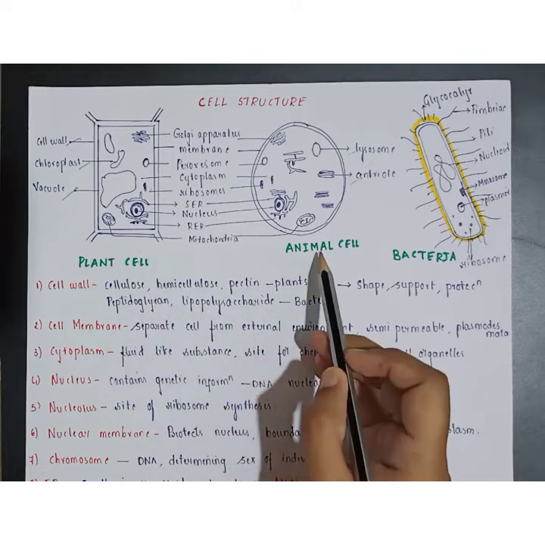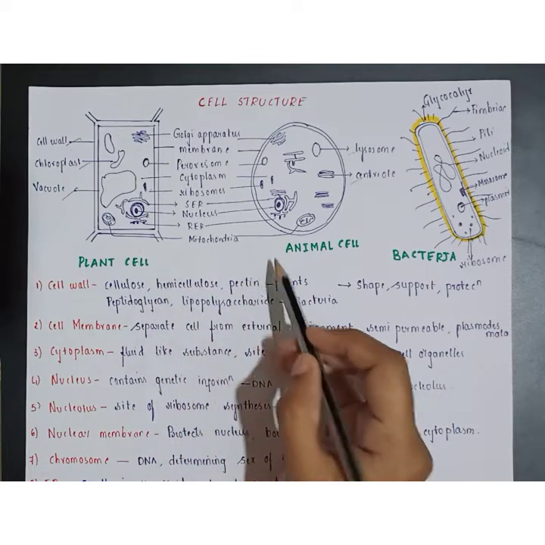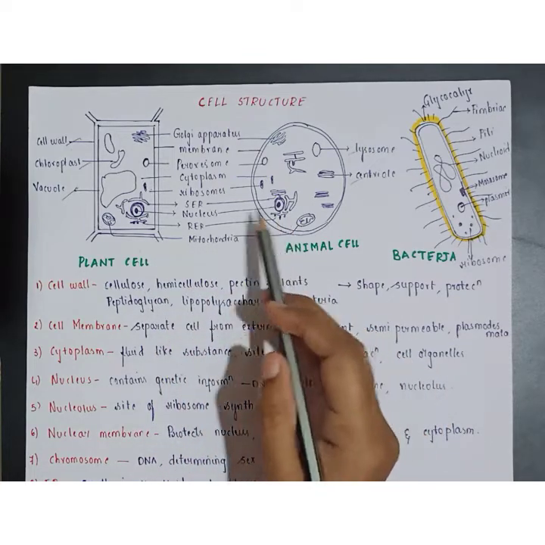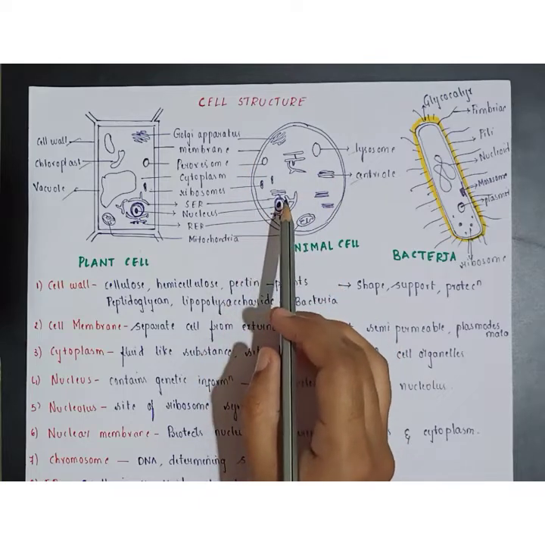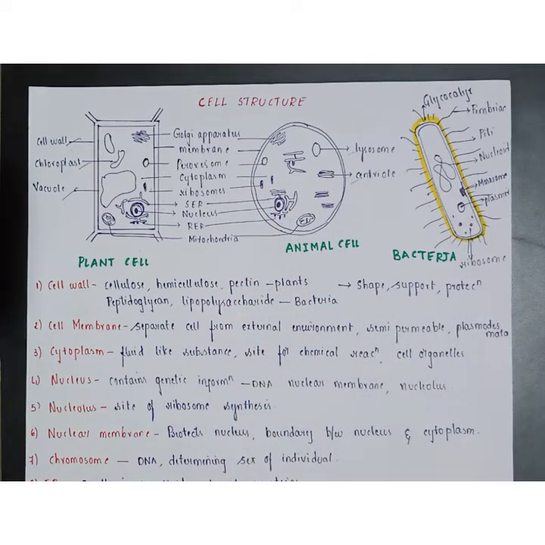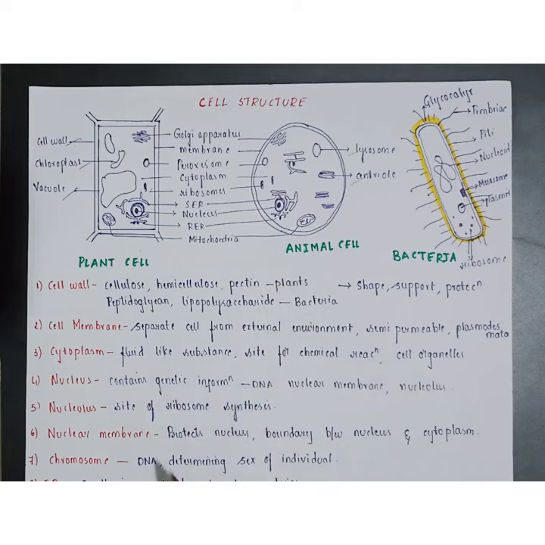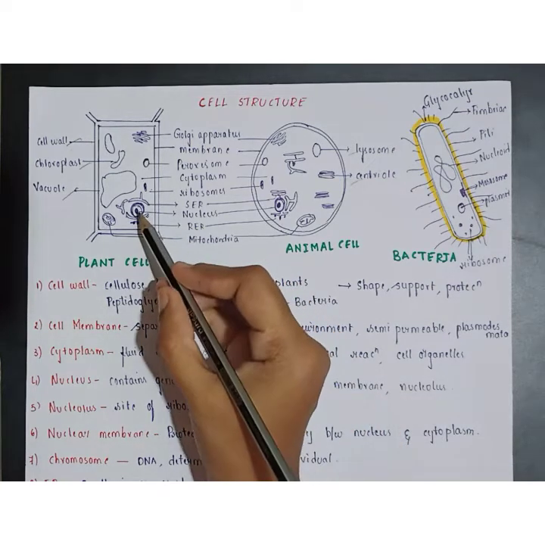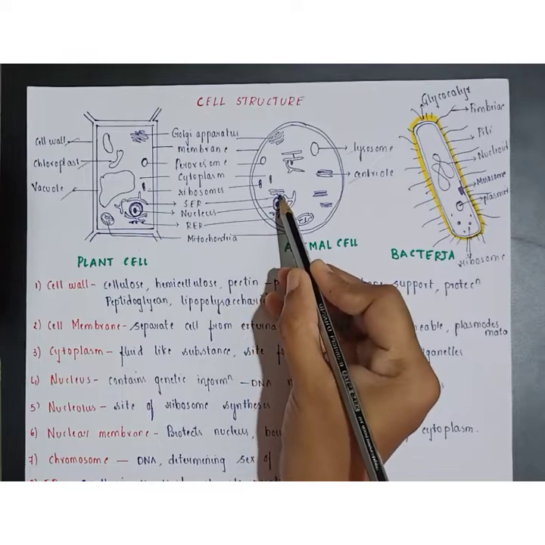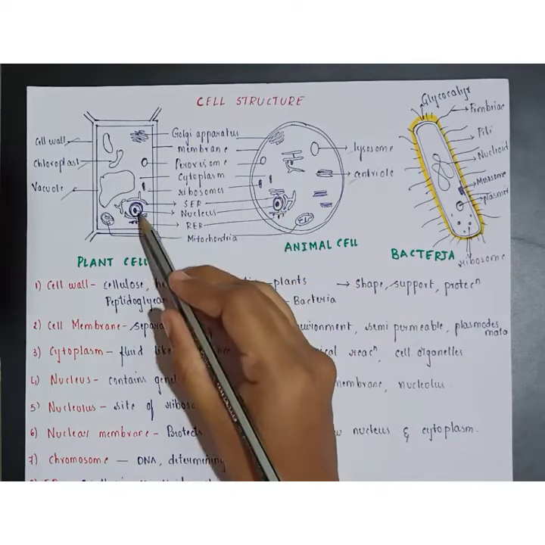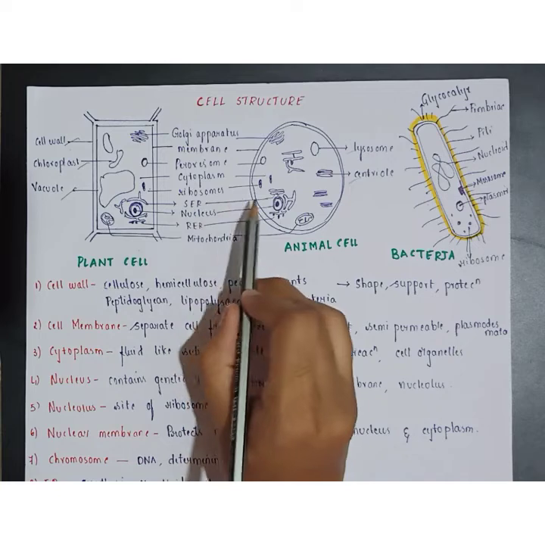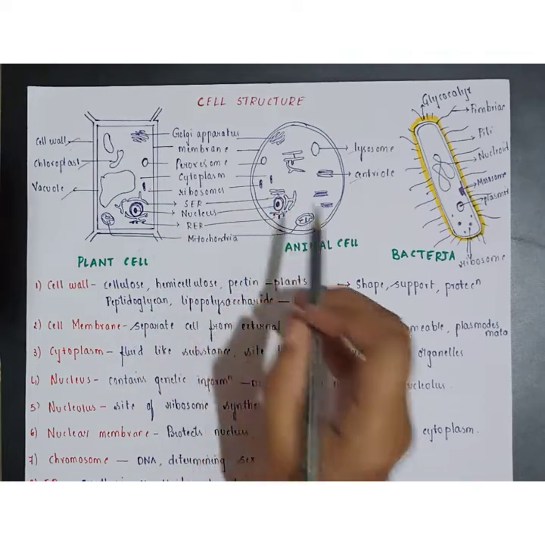So plant cell and animal cell are examples of eukaryotic cells, and most of the cells we see are of this type. And here, if we look, this center one is called the nucleus, and around the nucleus the nuclear membrane is present, hence they are called eukaryotic cells.